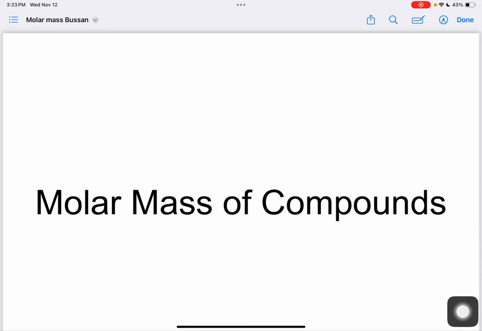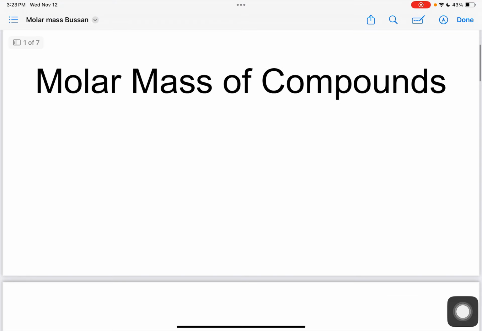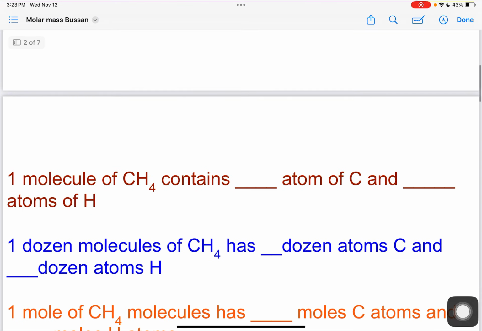Before we get started today on the molar mass of compounds, I highly encourage you to grab your purple periodic table as well as your notebook, and we'll get started with talking about how to do the molar mass of compounds. Now, our first thing we're going to look at here is just one molecule of the substance CH4. Now, CH4 is a molecule, we can tell, because there are two different elements bonded together, both a carbon and a hydrogen.